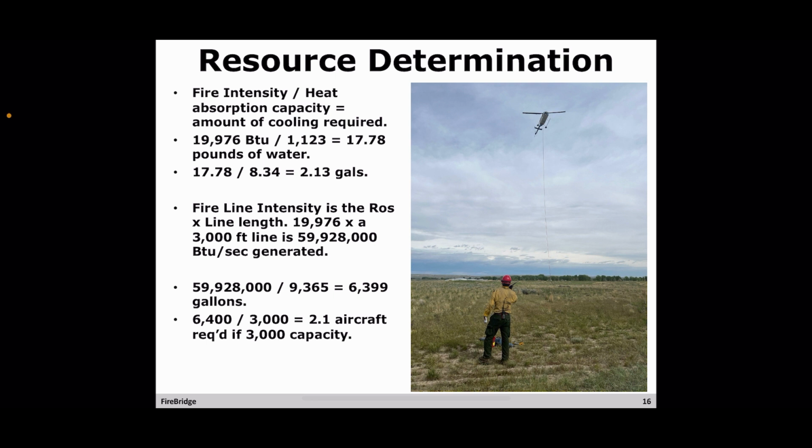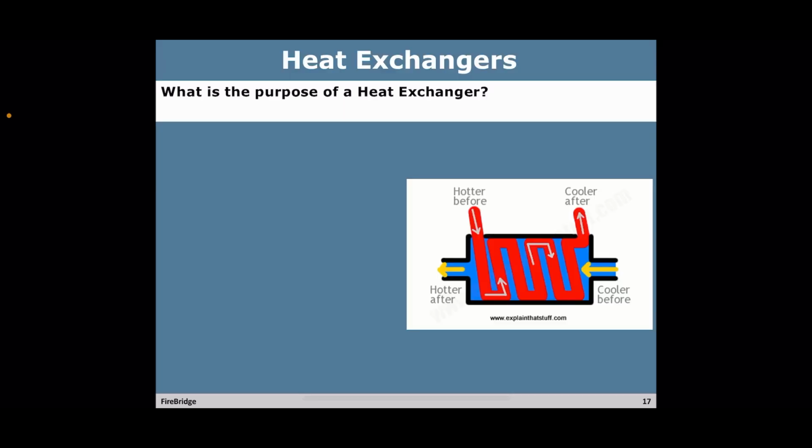And fire line intensity is the rate of spread times the line length. Okay, so if you have, again, back to our roughly 20,000 BTU times a 3,000 foot line, that is about 60 million BTU per second generated. Divide that by the thermal capacity of a gallon, and you require 6,400 gallons. But if you don't drop it correctly, it's going to be useless. Or if you're not dropping water at all. If you're dropping retardant, then none of these figures are workable unless you're dropping water.